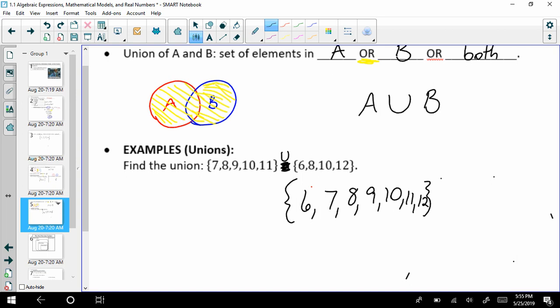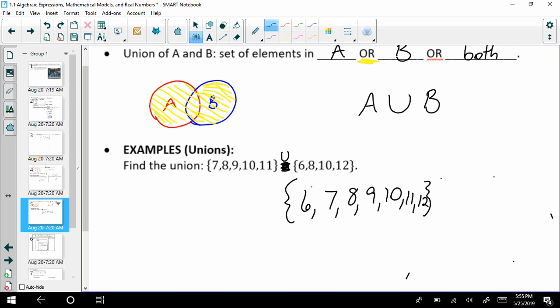I would prefer when you write these that they're in numerical order, but it doesn't really matter. Make sure when you type these in online, when you do the homework assignment, it does want the commas listed, so you will have to type a comma. Okay, so that is the union.